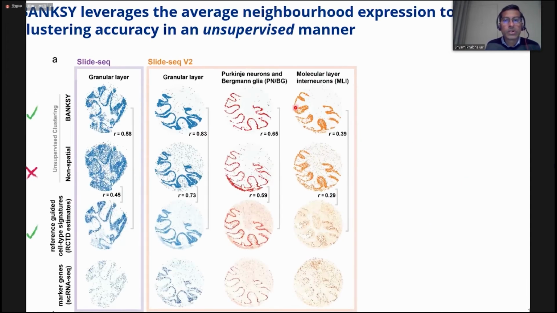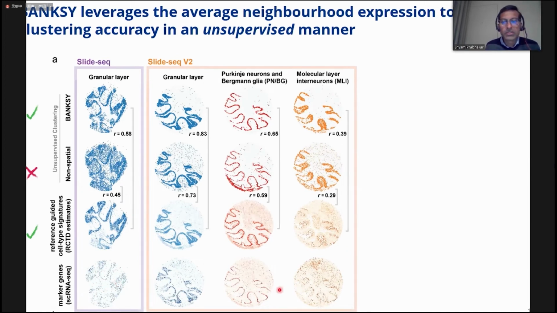And indeed, if you look at the top row, these are two different SlideSeq data sets. BANKSY beautifully recapitulates these different layers and cell types in the mouse brain. Very similar to what RCTD gives you, but RCTD needed external information of labels, single-cell RNA-seq data. BANKSY doesn't need any of that external information. And in fact, you could argue the molecular layer and interneurons, BANKSY catches them even more cleanly than RCTD. Non-spatial clustering also identifies these layers, but not as cleanly. And it's more noisy, particularly the granular layer.